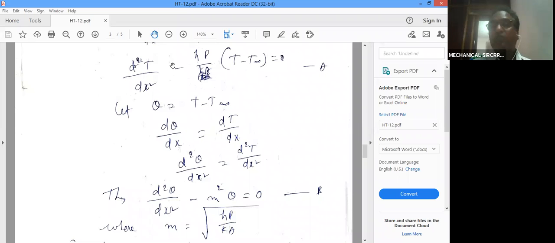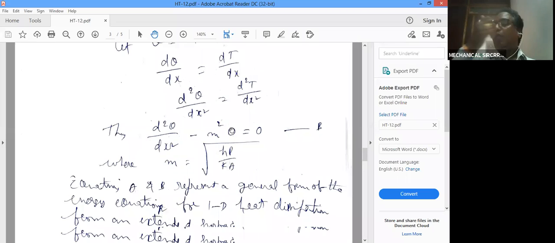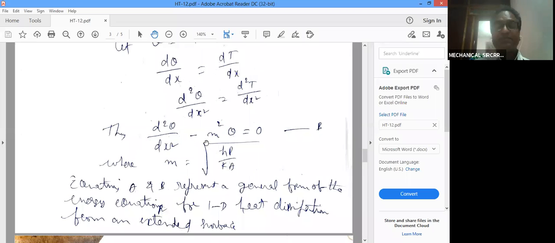What we have assumed as theta. That's why equation A becomes d square theta by dx square minus m square theta is equal to 0. So this is equation A in terms of T. This is equation B in terms of theta, where m is equal to root hP by kA.